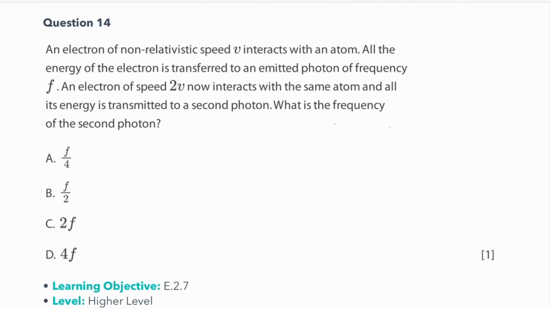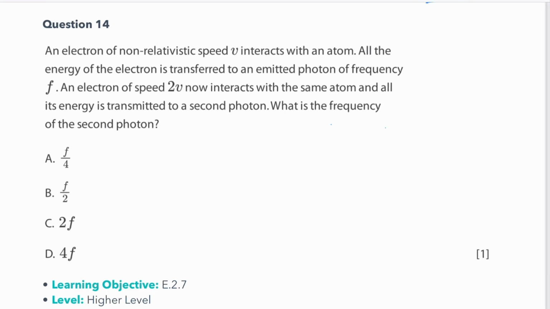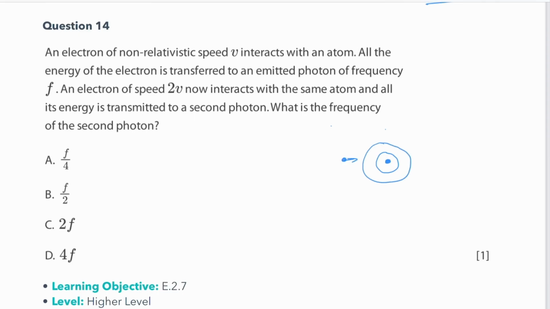Question 14. An electron of non-relativistic speed interacts with an atom. Let me just draw that. We've got the atom nucleus, we've got our electrons. This electron comes in and a photon comes out. hf, and that's the energy of the electron.